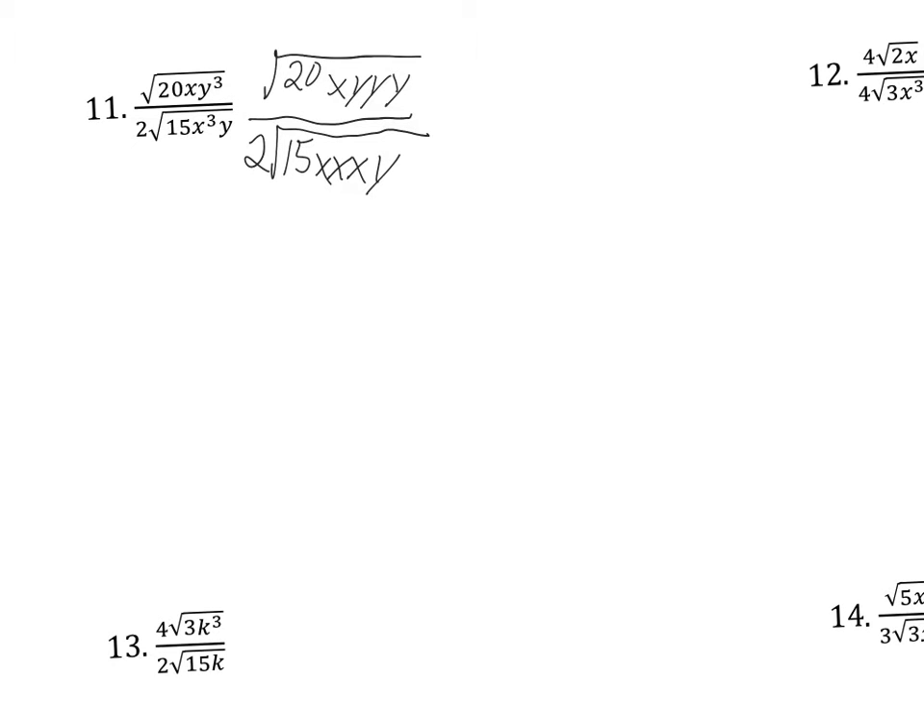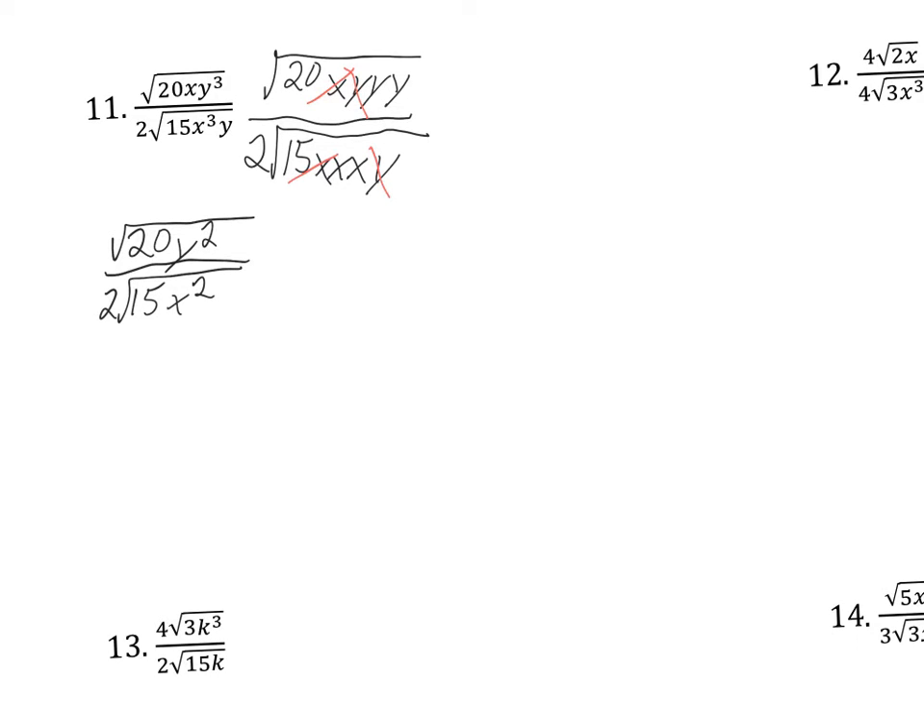So if I were to go through this and cancel out the things that look the same, I have an x here, I have an x here, so I'm going to get rid of both of those. I have a y here, I have a y here, so I'm going to get rid of both of those. So that would tell me that I have radical 20, I have two y's, right? 1, 2, so that tells me I have y squared over 2 radical 15 and then x squared.